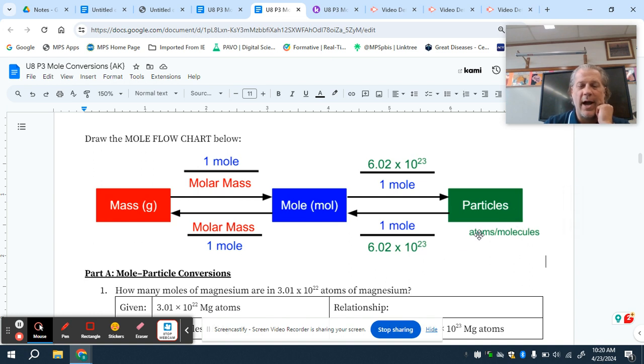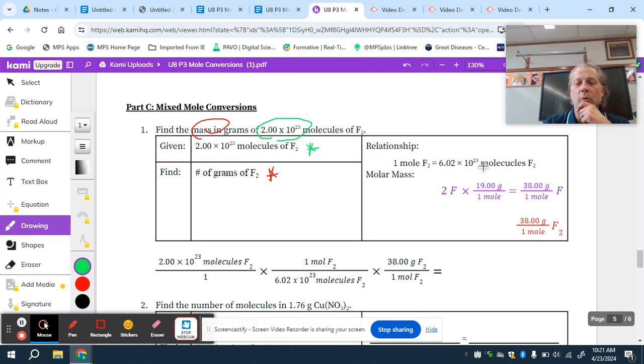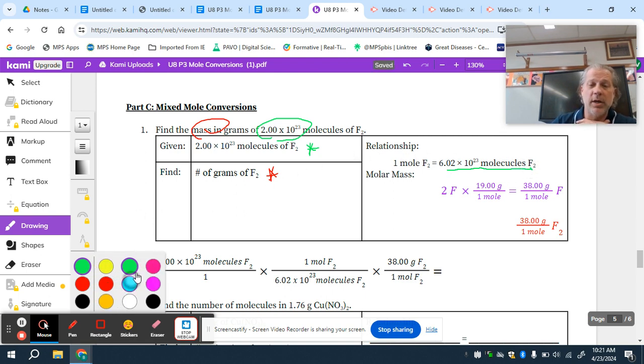And when I do that, I identify my relationships, right? So I see that when I go from particles to moles, I need to have the 6.02 times 10 to the 23rd, which is what I have right here. So this is my particles. My particle to mole relationship says 6.02 times 10 to the 23rd molecules of F2 is going to be equal to 1 mole of F2. Okay, so that's the first relationship that we're going to need to use.